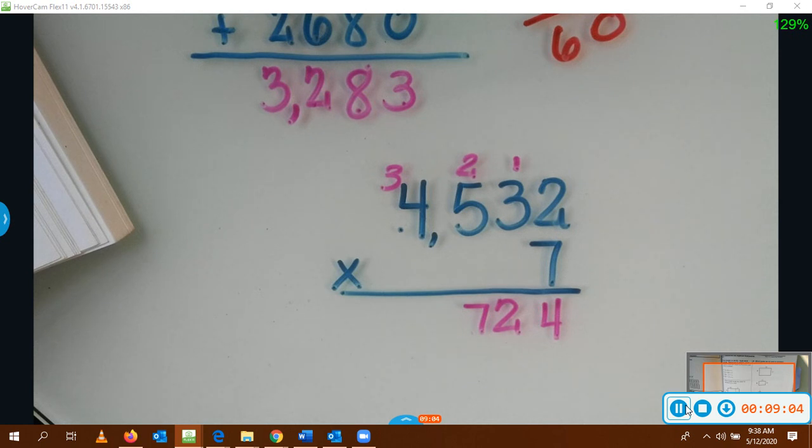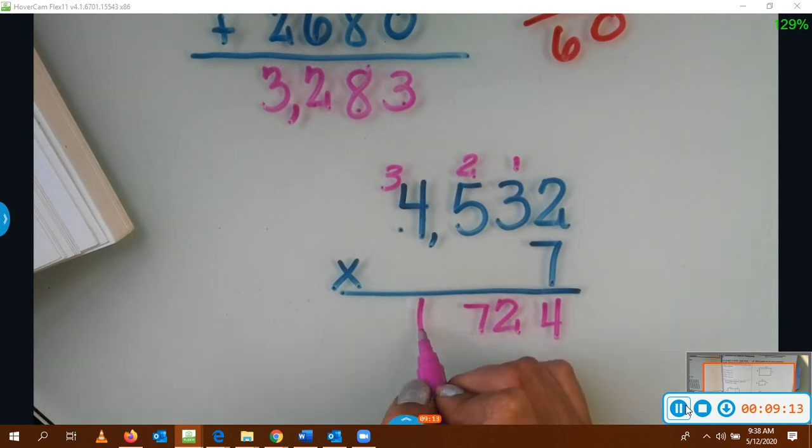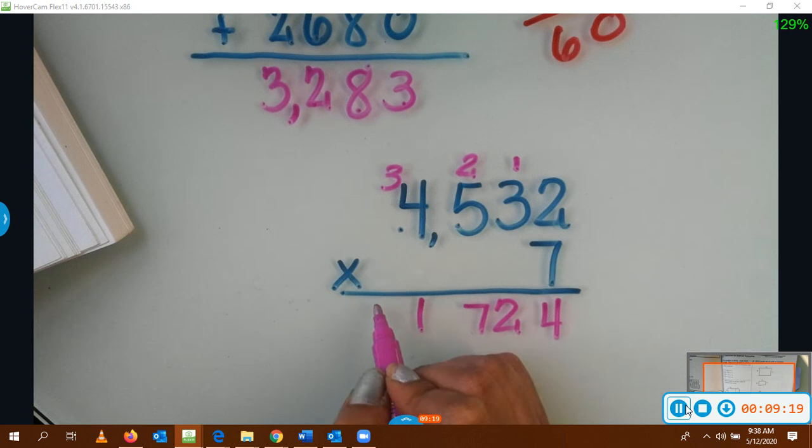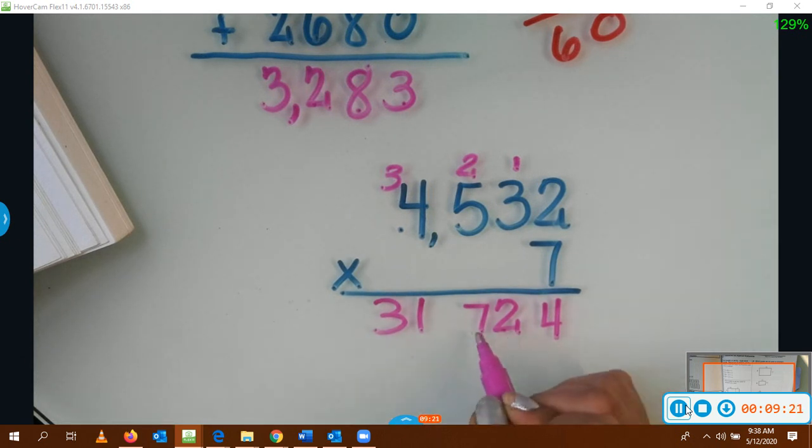So 7 times 4, 28. 28 plus 3, 31. So you write down the 1, and because there's nothing else to multiply it with, you're just going to go ahead and drop it. 1, 2, 3, comma, and so our answer, or the product to the equation 4,532 times 7 is 31,724. Good job for those that got it right.